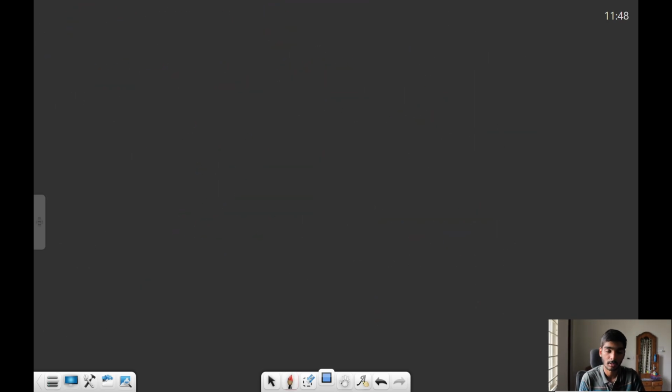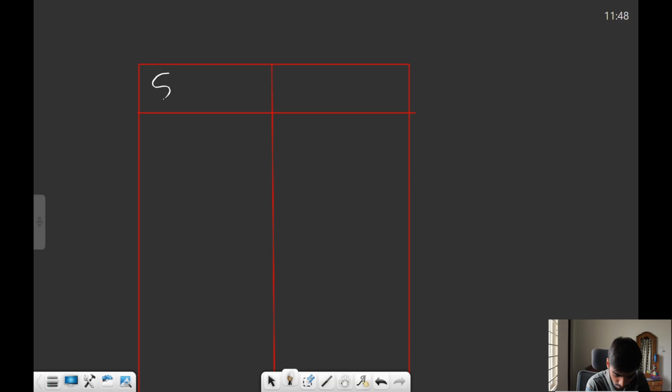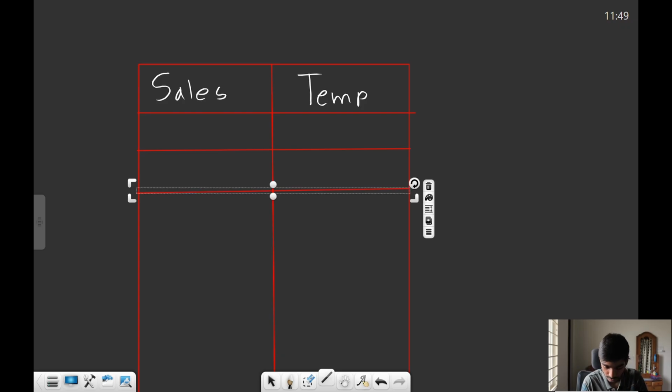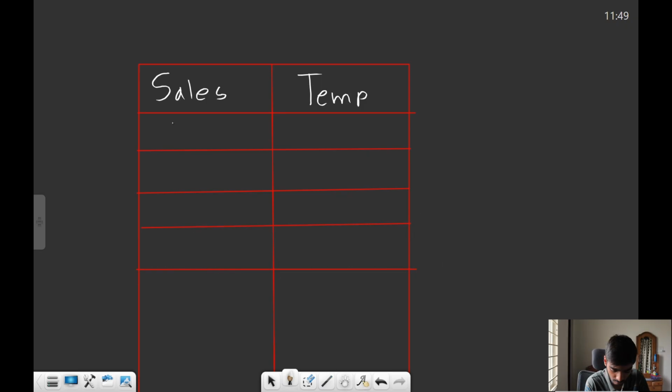Now let's learn about the loss function. Consider this table. In the first column, let's say it is sales, and the second column contains the average temperature of that day. So your data consists of daily sales values and the temperature for a year. So it consists of multiple rows, the first column telling the sales, the second one telling the temperature.